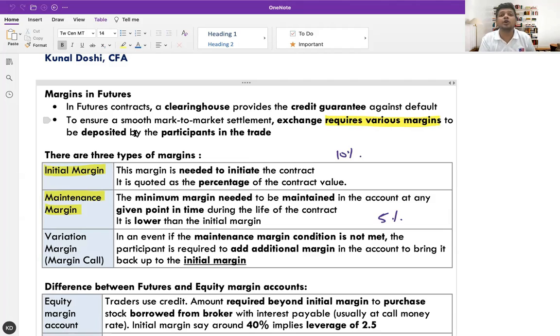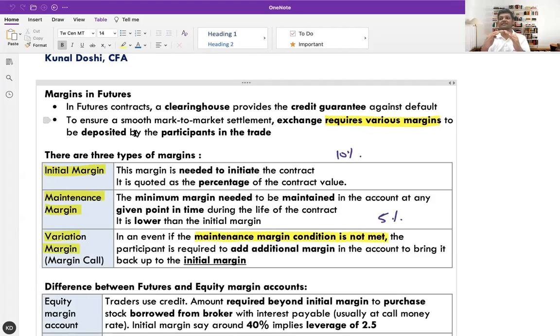But what if it goes below? If it goes below, then margin call. The exchange will give me a margin call and ask me to deposit that difference, which is called variation margin. Clear? So variation margin comes when I get a margin call from the exchange, and this happens when the maintenance margin condition is not met, when my balance goes below the maintenance margin.